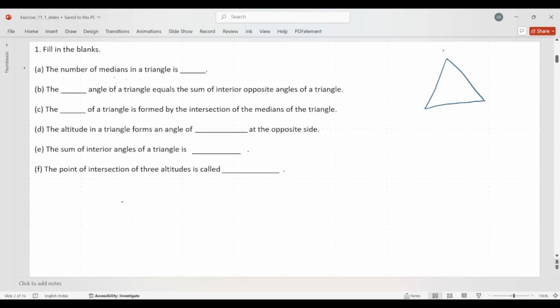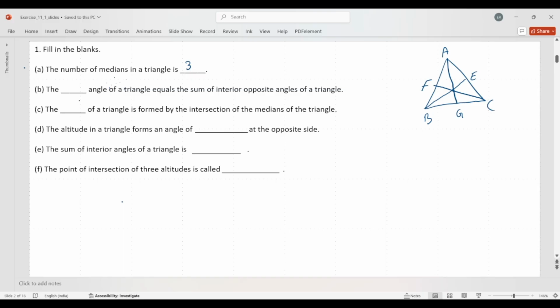This is a triangle ABC. So a median is a line segment joining a vertex to its opposite side. Okay, so if suppose this is BE, so BE is a median, and here if we start with C vertex and here, so CF is a median, and here if we start from A, so this AG is a median. So altogether a triangle has 3 medians. So the number of medians in a triangle is 3.